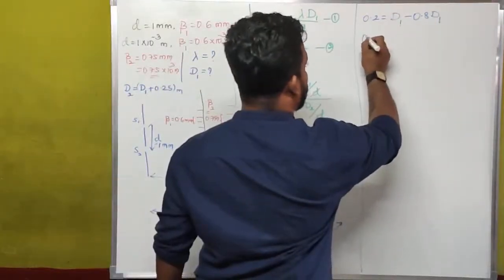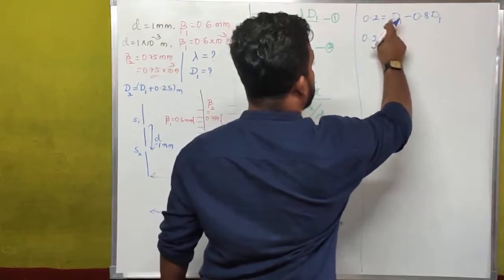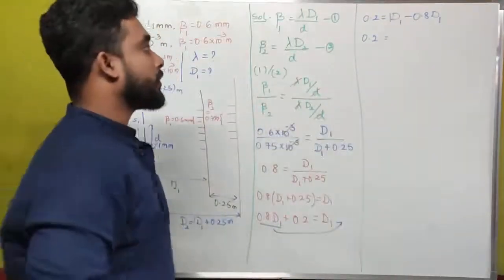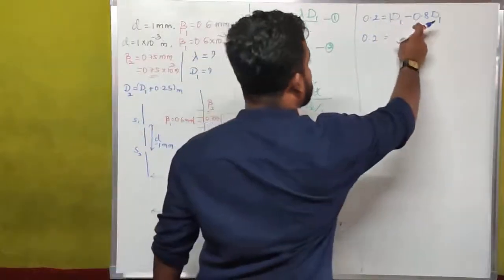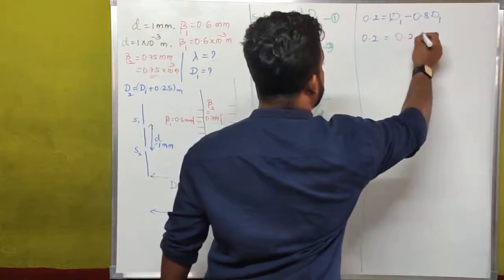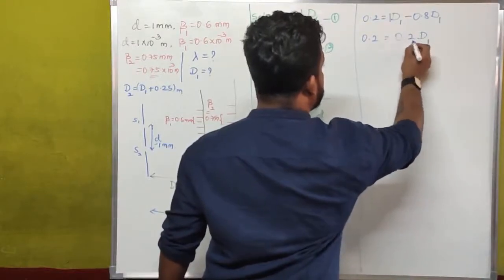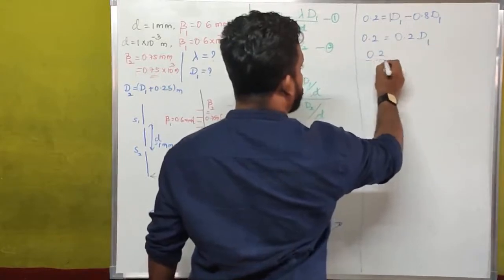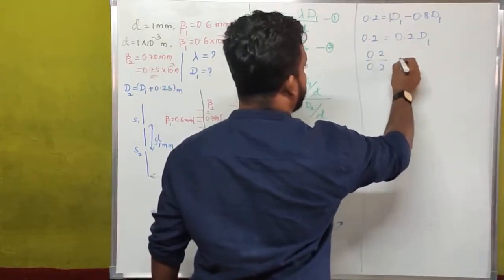Now this is 0.2, and here if we don't have anything in front of a variable, that means it is 1. 1 into D1 minus 0.8 D1. 1 minus 0.8 is equal to what? This is 0.2 into D1. If we send this 0.2 to the other side of the equation, what will become? It is going to divide the left hand side term.